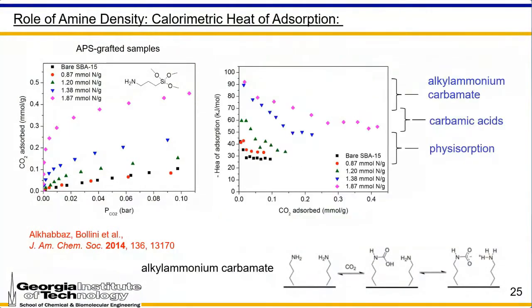We can now follow the heat of adsorption as a function of coverage for these same materials. We see that the bare silica is a physisorbent with maybe some weak chemisorption for the first molecules of CO2 that adsorb. And then as we increase the amount of amines, we see this significant jump in the heat of adsorption, where the material that has the largest surface coverage of amines also has the largest CO2 uptake and the most consistently high heat of adsorption associated with these alkylammonium carbamates.